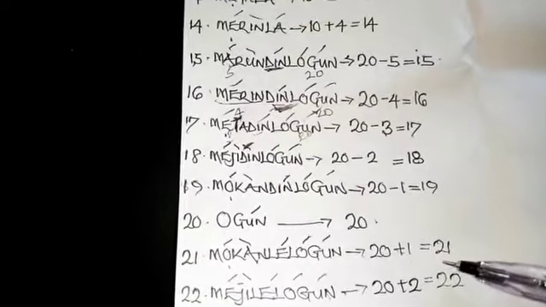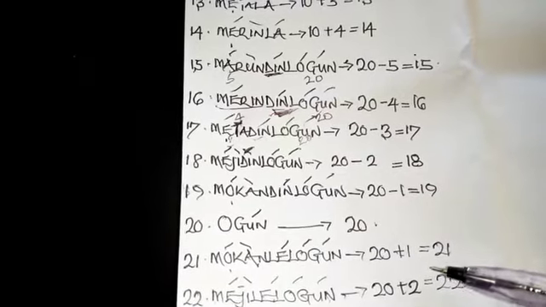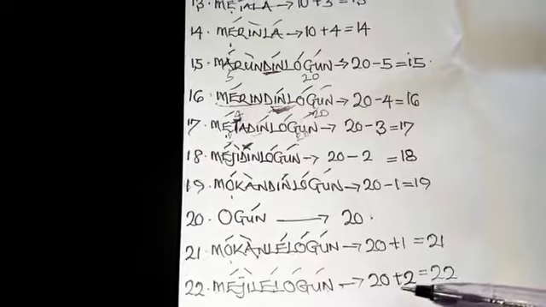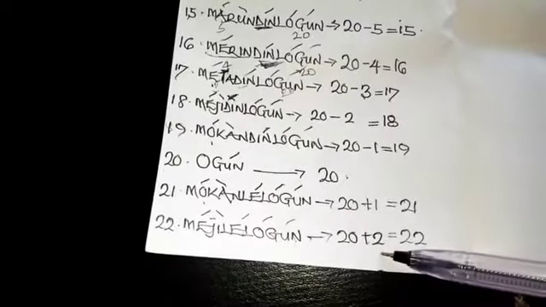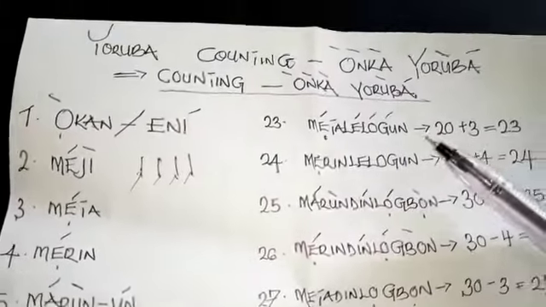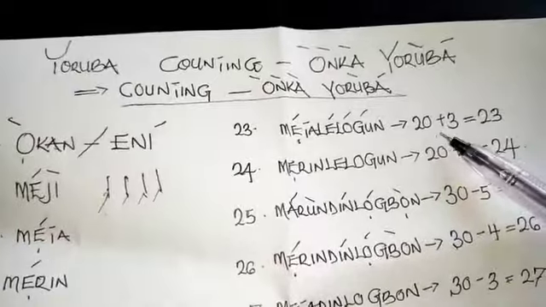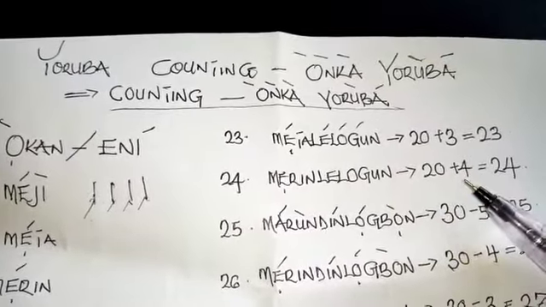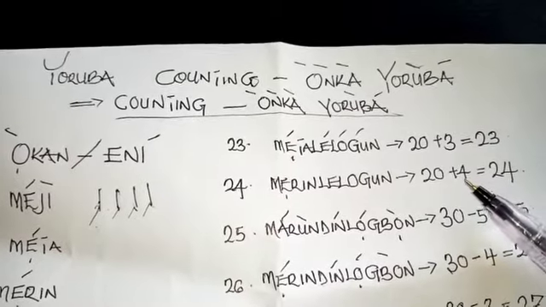The same system we used here will be used here as well. Mọ́kànlélógún, that is 20 plus 1. 1 is being added to 20. Méjìlélógún, 2 is being added to 20, which is 22. Mẹ́tàlélógún, 3 is being added to 20, that is 23. Mẹ́rìnlélógún, 4 is being added to 20, gives us 24.